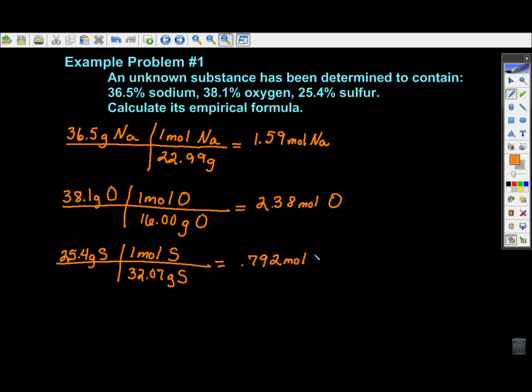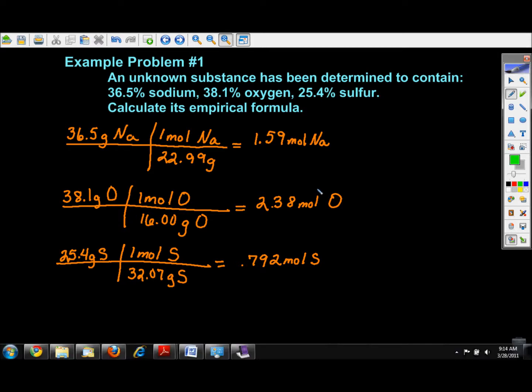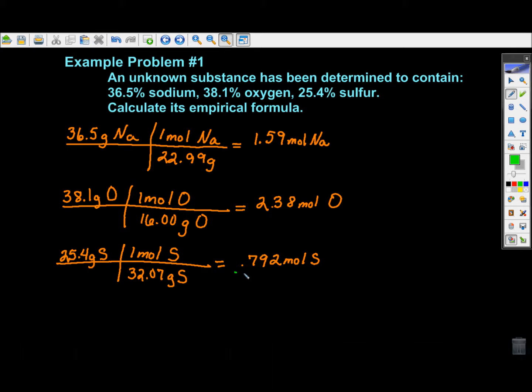moles of sulfur. Now, once you've changed all of this to moles, your next step is going to divide each one of these molar quantities by the one that is present in the smallest amount. Now, if you look here, the one that is present in the smallest amount is sulfur. So that's what I'm going to do. I'm going to divide each one of these by the moles of sulfur that I have found in this compound. And that's 0.792.